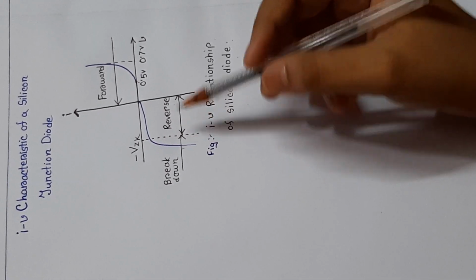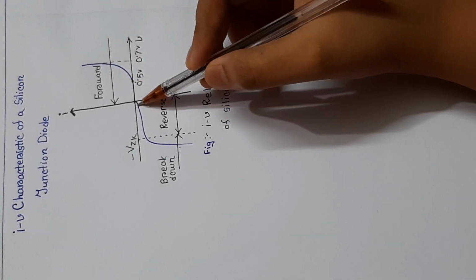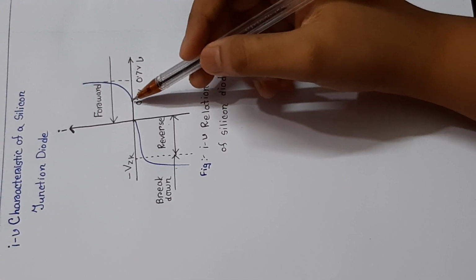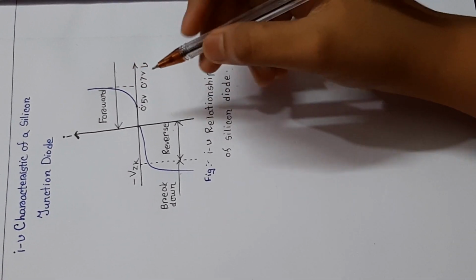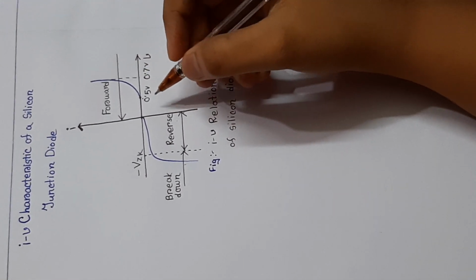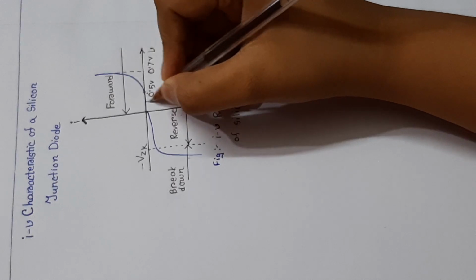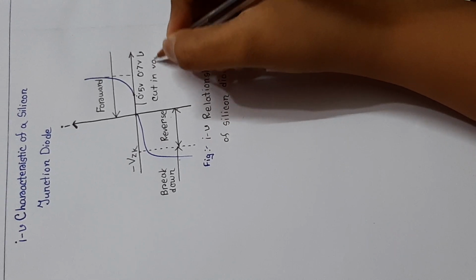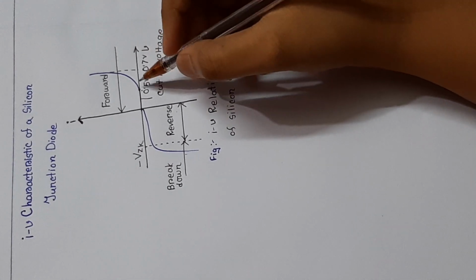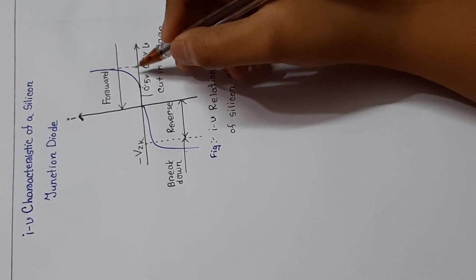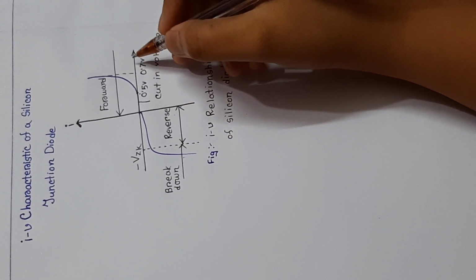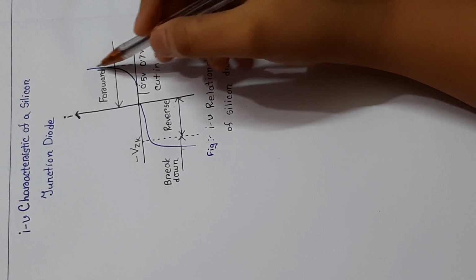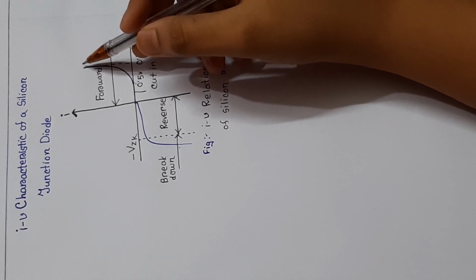breakdown region. We can see from the graph that from 0 to 0.5 volts the current I is approximately 0. That says there is very little current in this region, and this region is called the cut-in region, and this voltage is called the cut-in voltage. Above 0.5 volts, from 0.6 to 0.8 volts, the current increases dramatically and the graph becomes like an exponential graph.